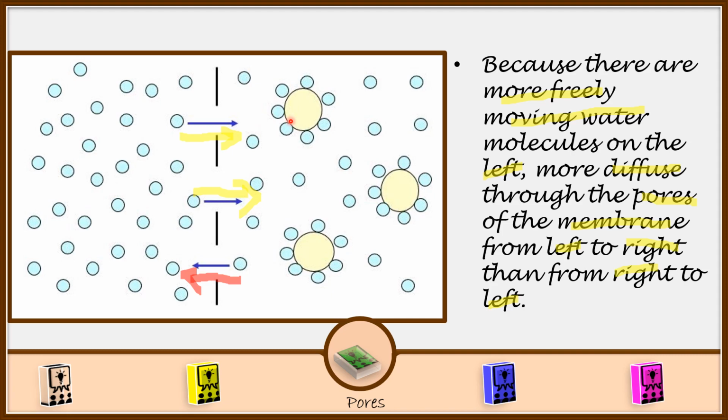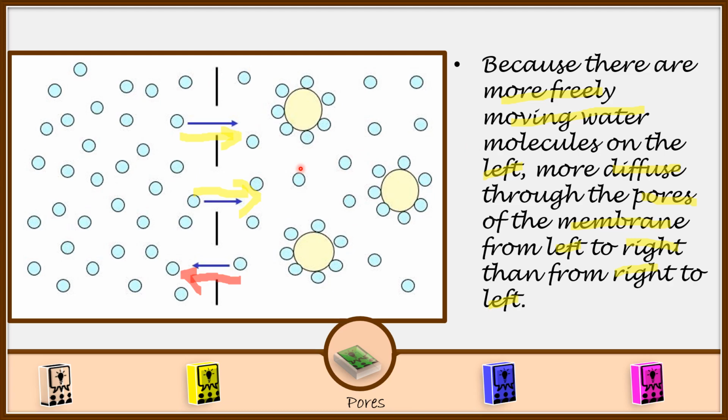Therefore, they are no longer free water molecules. They cannot flow. So the only ones that can flow are these ones that are free. Those are the ones that are going to flow, and they are the ones that are able to flow through. But we need an equilibrium.